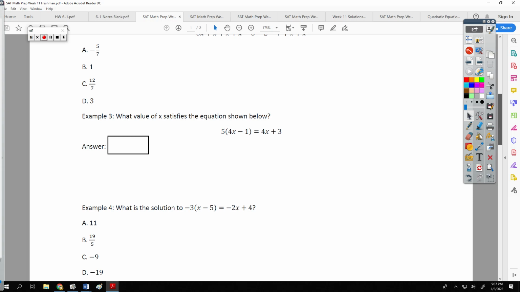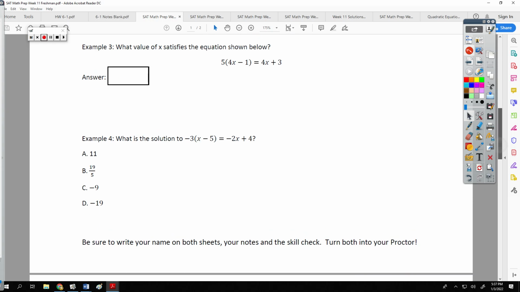I'm going to move on here to example 3. It says, what value of x satisfies the equation shown below? That's fancy talk for solve the equation. Now notice this is not a multiple choice question, so we'll talk about that in just a minute. So first up, we're going to distribute the 5. So we do 5 times 4x, which would be 20x, and 5 times negative 1, which would be negative 5. And that still equals 4x plus 3.